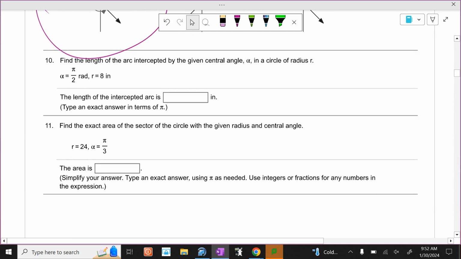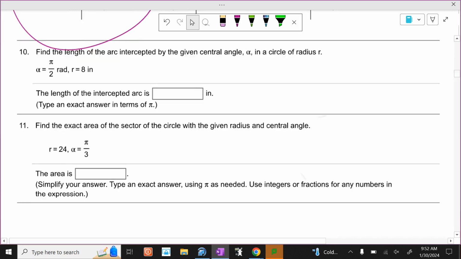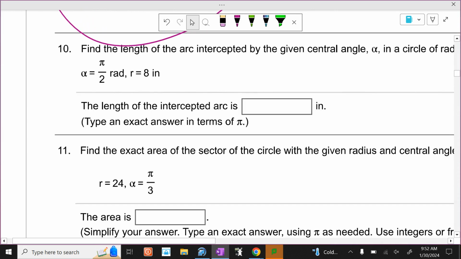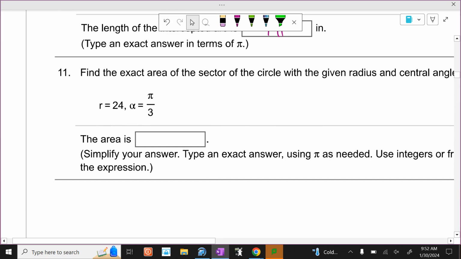Arc length on this. So when you find arc length, is this in radians or degrees? Radians. So it's just pi over 2 times 8, which is 4 pi. Easy peasy lemon squeezy.